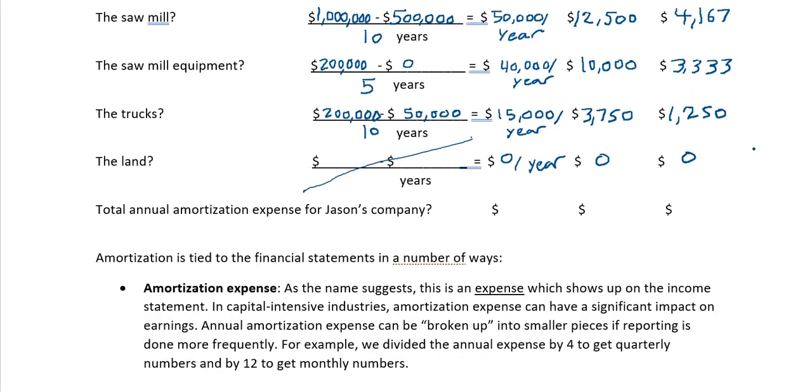The total amortization expense for Jason's company. So the way amortization expense works is we end up having a big number posted on the income statement as an expense. What we're doing here, we're just adding straight down 50,000 plus 40,000 plus 15,000 plus 0, and we're getting an annual amortization expense, which will be $105,000 per year.